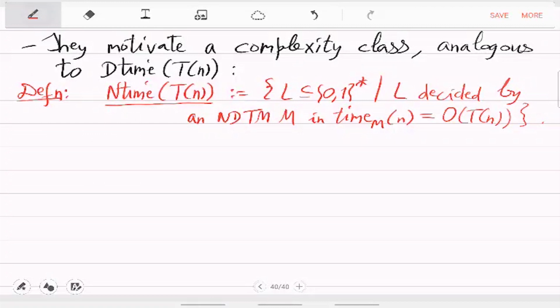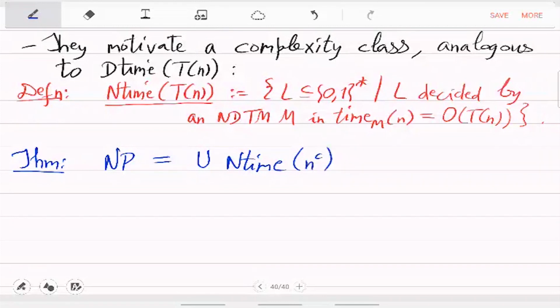And the theorem is, what is this NTIME now to do with NP, right? That's the question, and it's actually another characterization of NP. So if you take the union over all these problems which are solvable in non-deterministic polynomial time, then the union is exactly NP.